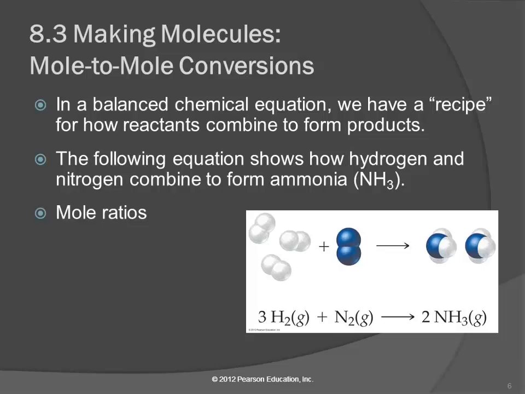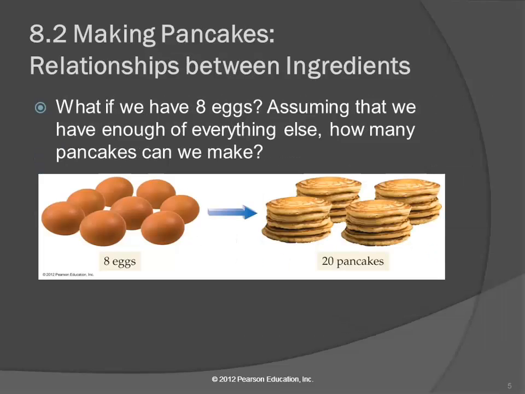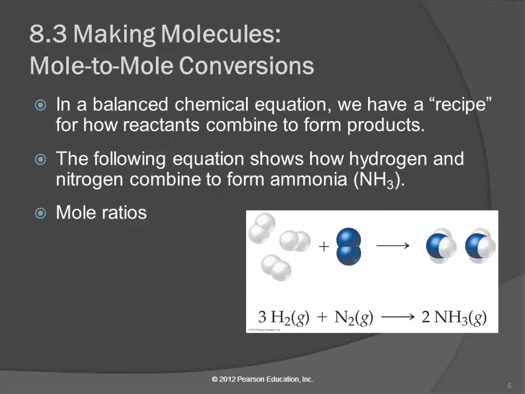So if it's true that 3 molecules of hydrogen, then it's also true that 3 moles of hydrogen. And there's no number in front of the nitrogen because chemists seem to be philosophically opposed to writing the number 1 unless they're forced to. But we understand that there's a 1 there.